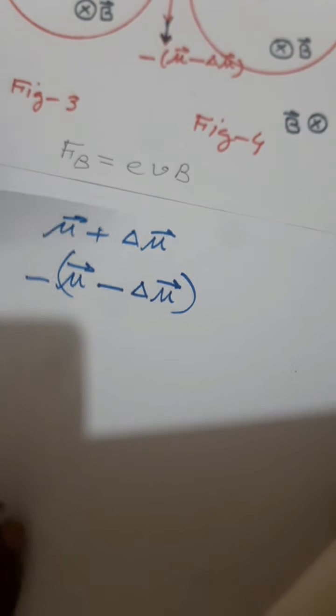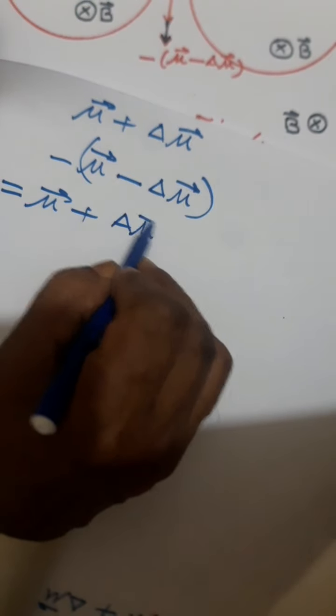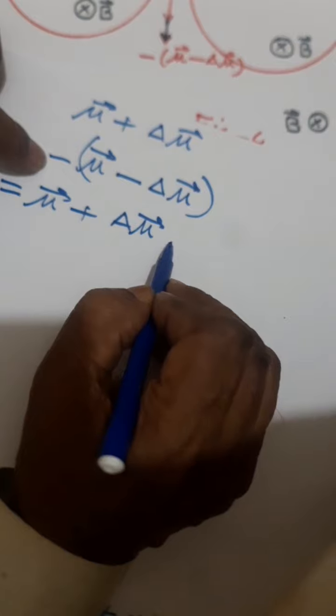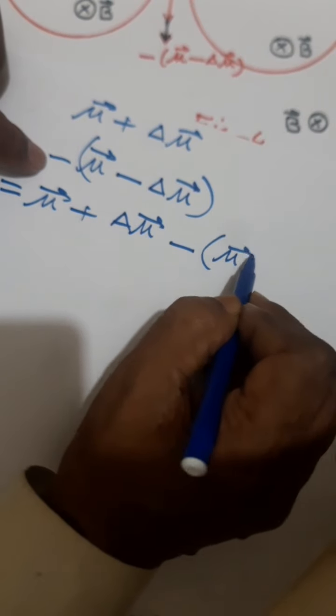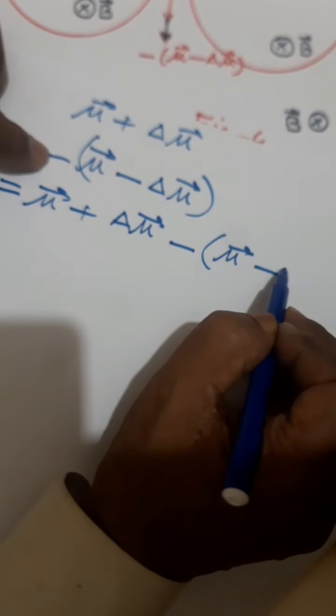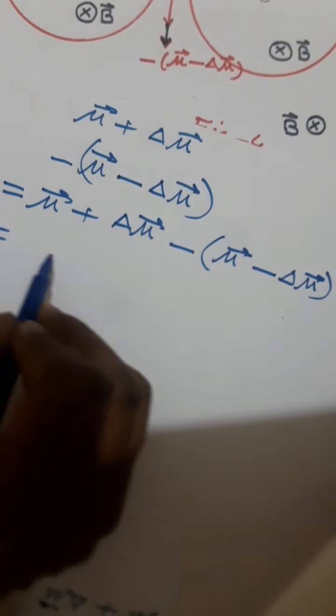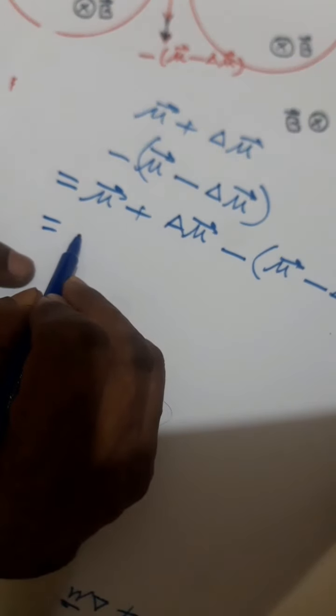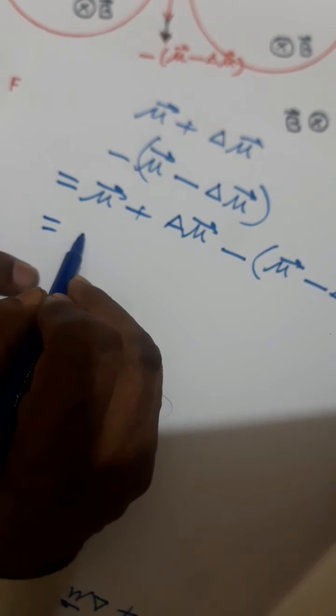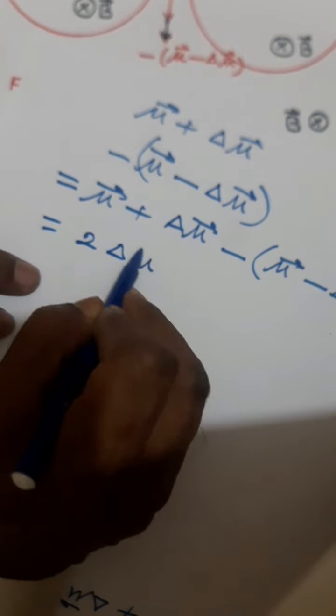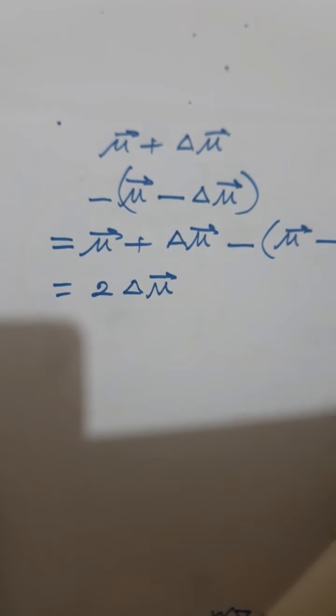Then the total dipole moment is equal to mu plus delta mu plus minus mu minus delta mu, and the total dipole moment becomes 2 delta mu. This total magnetic dipole moment of the atom is vertically upward.